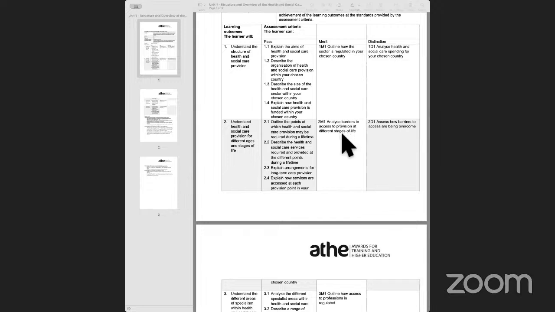Now, in the merit criteria, we talk about barriers which could impede that particular support that is required, whether you get that from nurses, social care workers, community healthcare services, or any sort of setup within health and social care like the NHS, hospital, A&E, pharmacies. Then what could be the barriers which impede or prevent you from getting that support in that stage of your growth and development. And then the distinction criteria would look at how these barriers can be overcome.